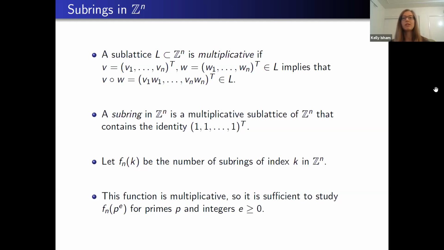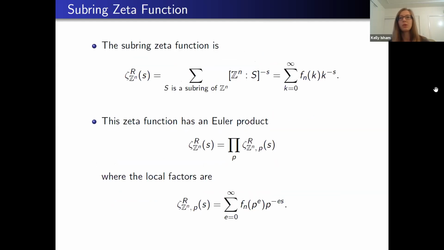And there's many ways that we can study this. The way we'll do it for this talk is we'll think about these as being the coefficients of a particular zeta function. So the subring zeta function is going to be defined as follows. It's a sum over all the finite index subrings in Z^n, the index to the minus s. And if we just collect all of the terms that are the same in the sum, we get exactly these coefficients, the number of subrings of index k times k to the minus s.